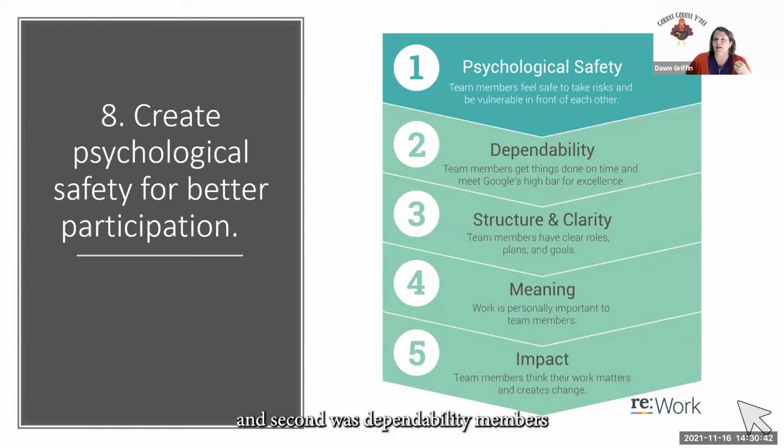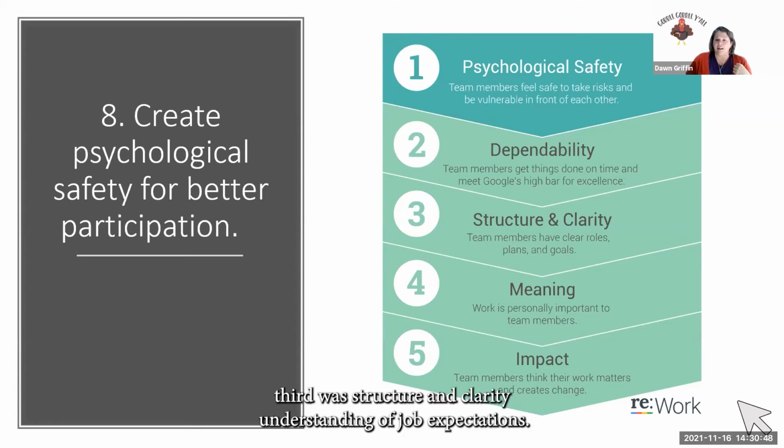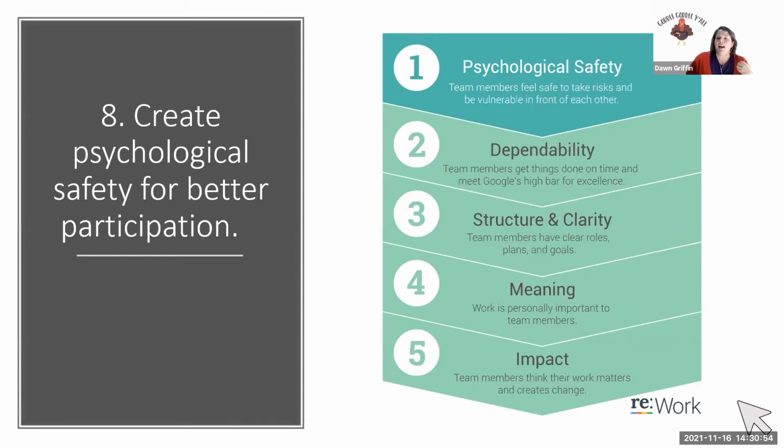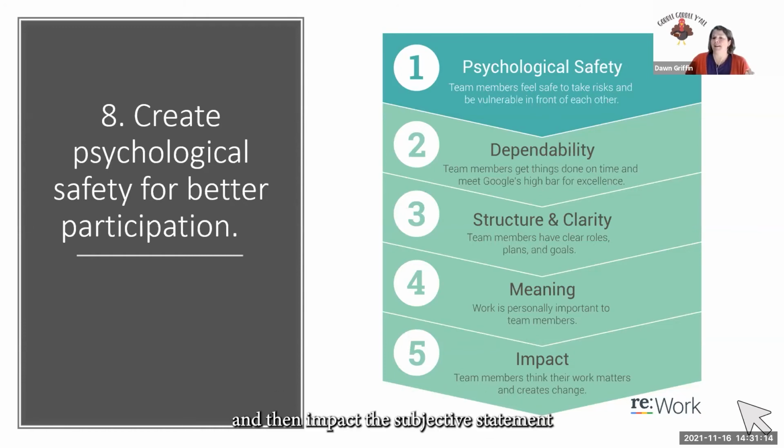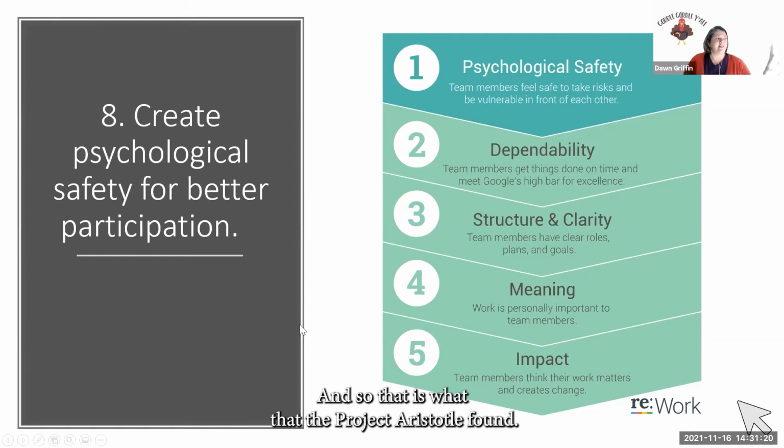Second was dependability: members reliably complete quality work on time. Third was structure and clarity: understanding of job expectations, the process for fulfilling expectations, and consequences of not fulfilling expectations. Fourth was meaning, finding a sense of purpose in the work. When talking about web-based trainings, to me, that is practical application, that transfer of learning, that sense of purpose within what they're doing. And then impact, the subjective sense that their work is making a difference. And so that is what Project Aristotle found.